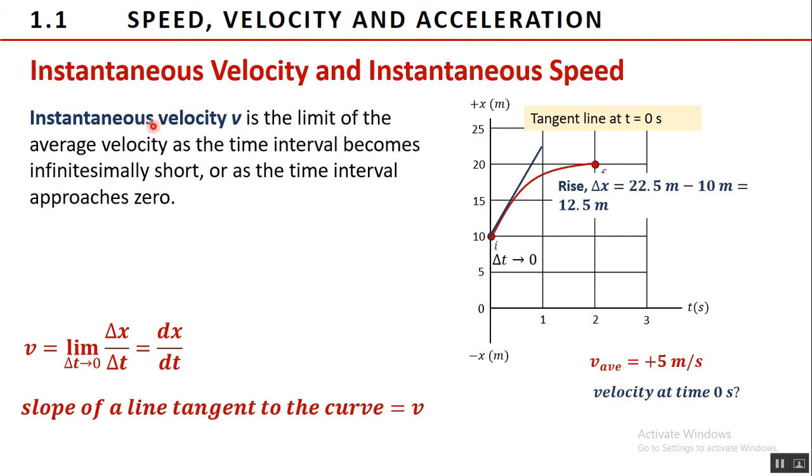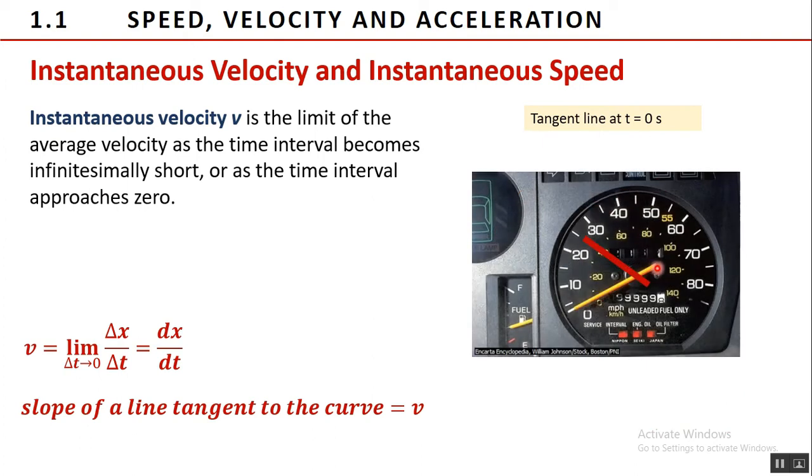If we try to compute the slope, the rise is around 22.5 meters minus 10 meters, equal to 12.5 meters, and the run is 1 minus 0, equals 1 second. Then dividing these, hence the instantaneous velocity, or simply, the velocity of the body at time 0 seconds is positive 12.5 meters per second.